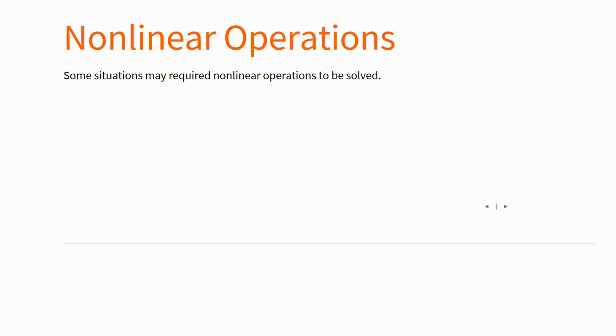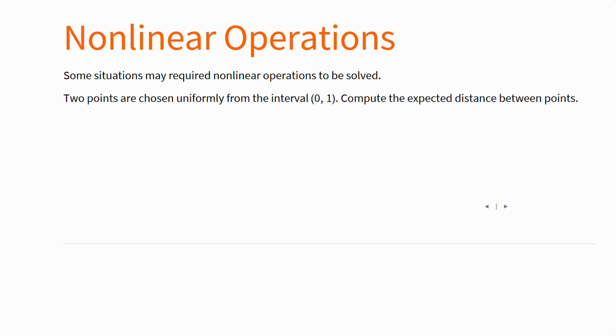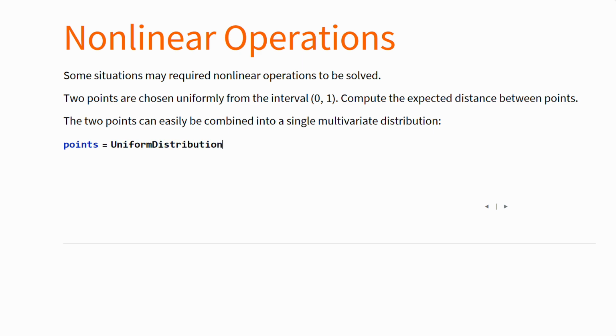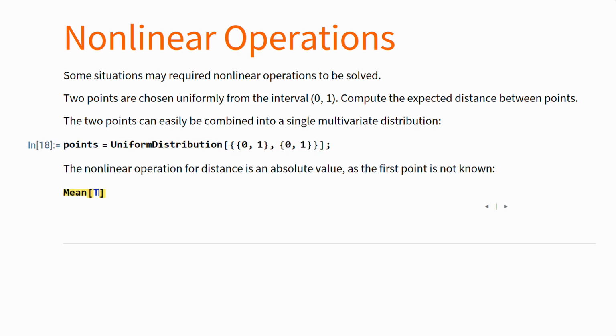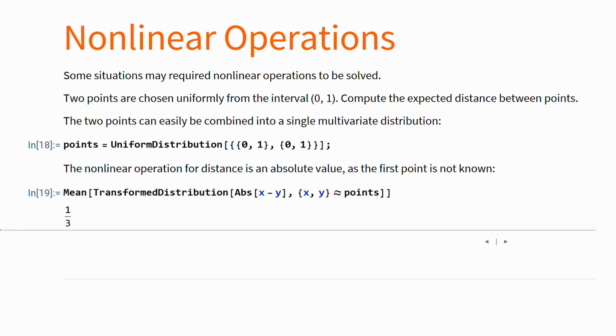Finally, sometimes it may make sense to use nonlinear operations. For two random points on an interval of 0 to 1, the expected distance is always positive. If the points are uniformly distributed, you can take the mean of their absolute value to get the expected distance between them.